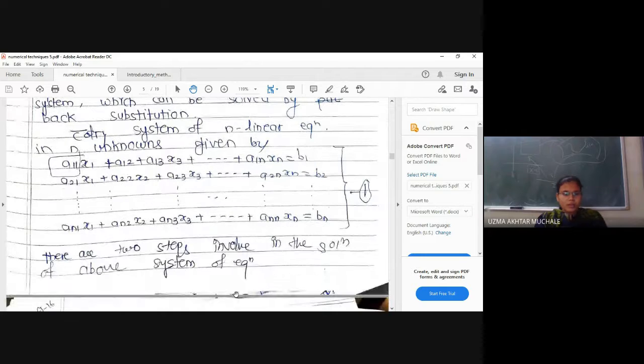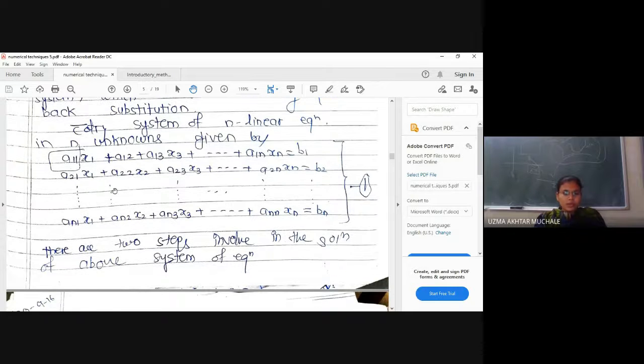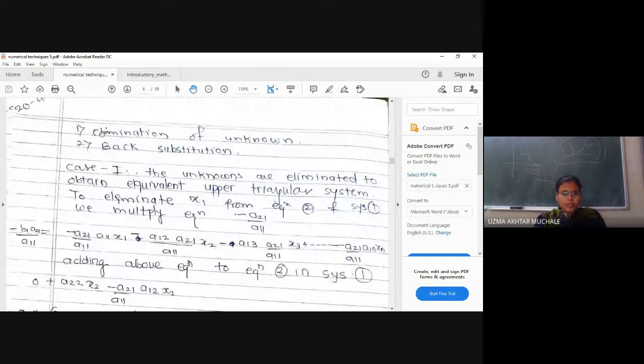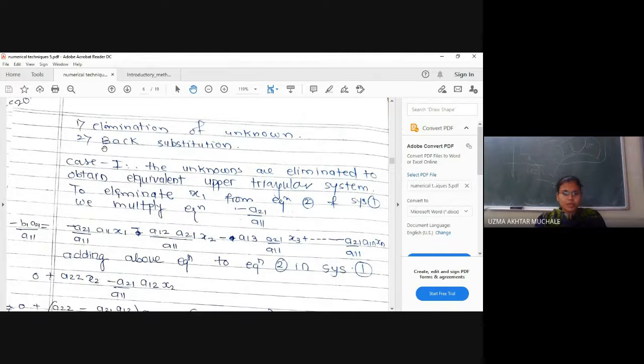We have to consider A11. A11 should not be 0. This is very important, because if A11 is 0, this will not be a system of n equations. So we have to consider that A11 should not be 0. First eliminate the unknowns. What is the meaning of elimination of unknowns? You have to eliminate x1, x2, x3 from the corresponding equations, from the second equation, third equation, and so on. And then you have to do the back substitution.